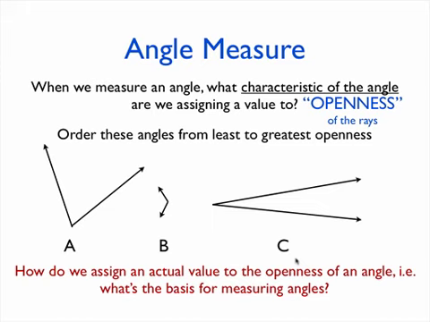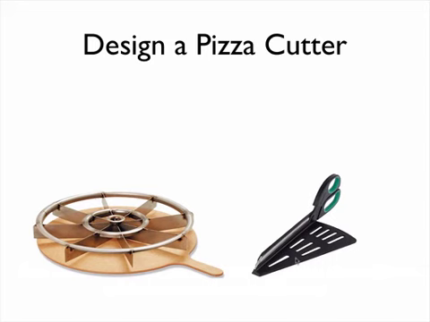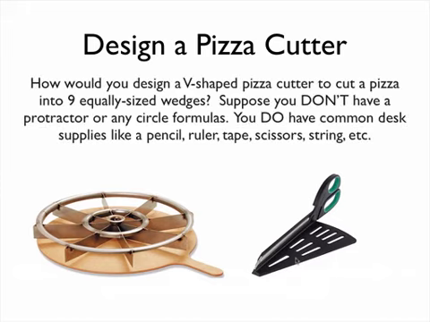So in order to help you discover the answer to this, there's a little activity, actually number 2. It's to design the blueprints for a pizza cutter. Here are 2 different styles, but it's really the same question in both cases. How would you design a V-shaped pizza cutter? Here's the V here, or here's the V here. How would you design it so that you cut the pizza into exactly 9 equally sized wedges? So you want exactly 9 from your circular pizza, okay?